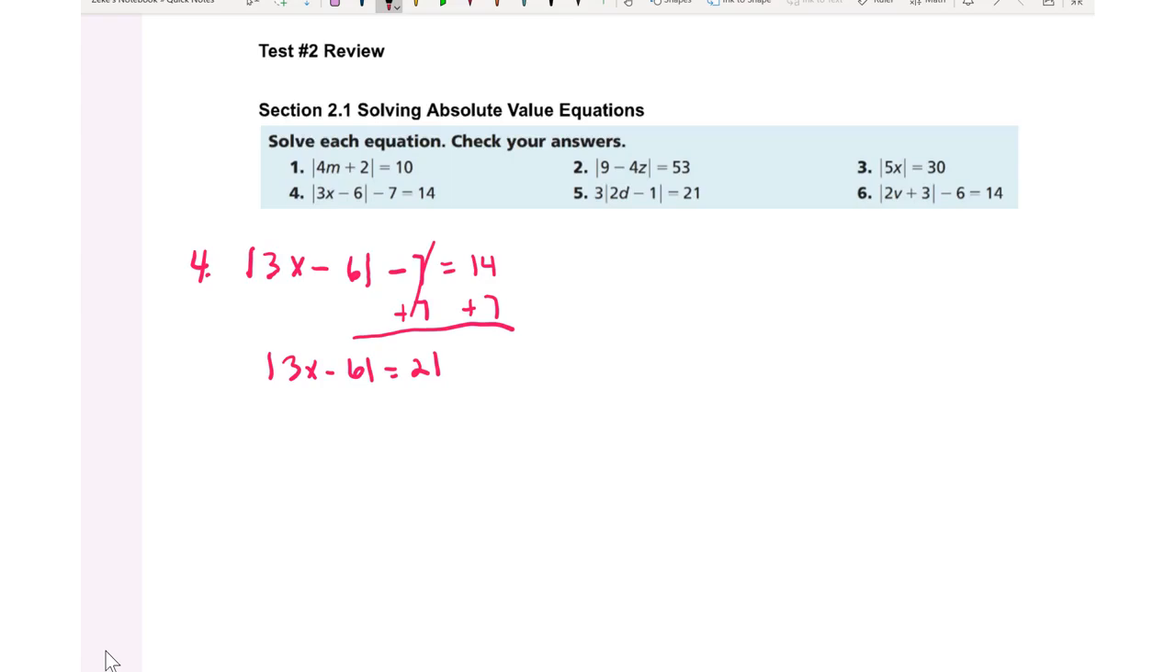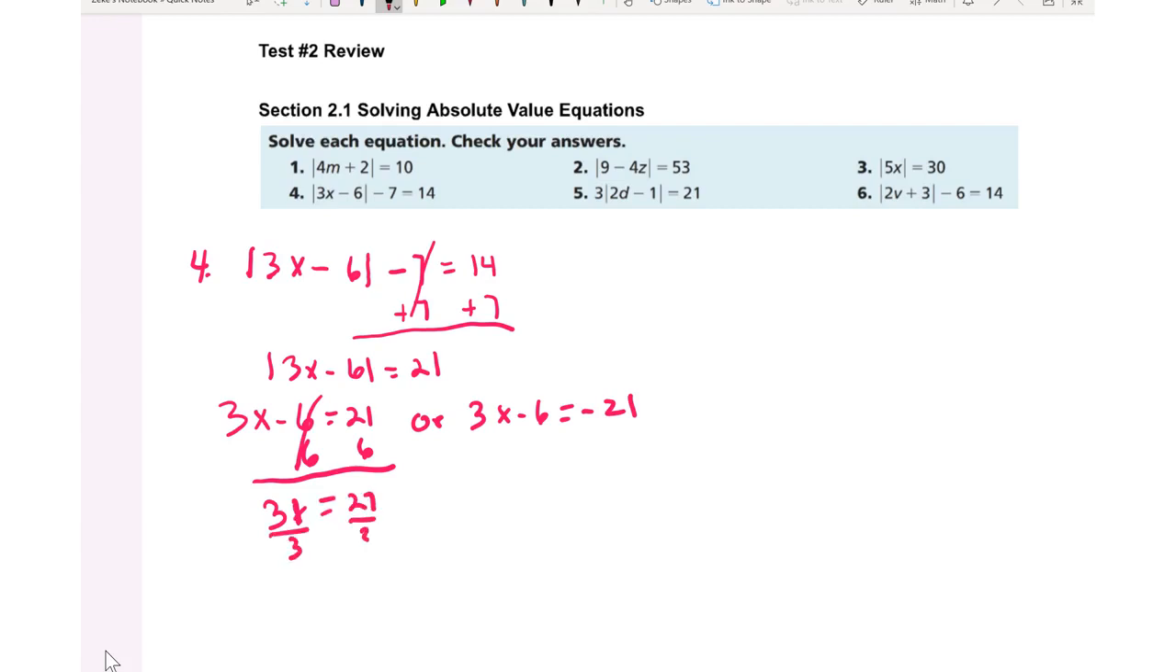You will always have 2 possibilities or 2 solutions. So you have 3x minus 6 is equal to 21, or 3x minus 6 is equal to negative 21. Add 6 to both sides. Negative 6 plus 6 is 0. So you're left with 3x equals 27. Divide by 3, and it looks like 1, but it really is x. So 3 divided by 3 is 1. 27 divided by 3 is 9.